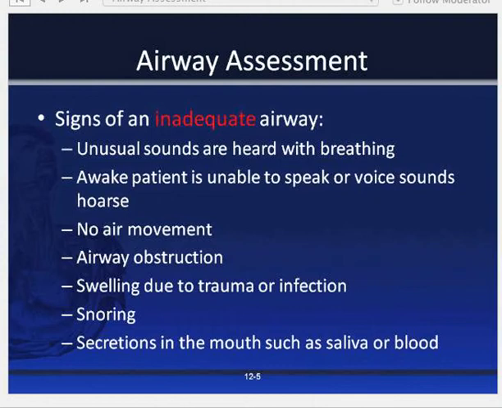Awake patient is unable to speak or voice sounds hoarse. There's no air movement. Airway obstruction due to the tongue, food, vomit, blood, teeth, or foreign body, or swelling due to trauma or infection.